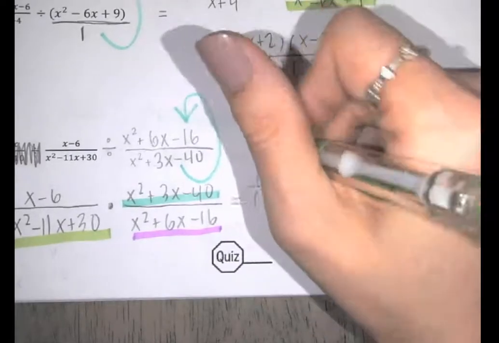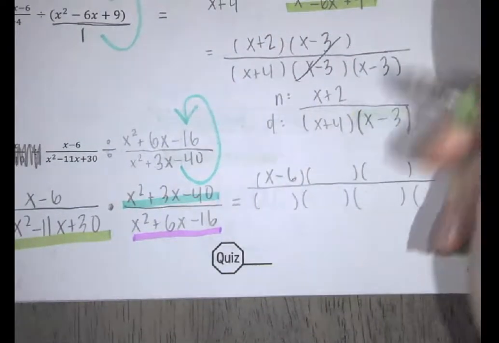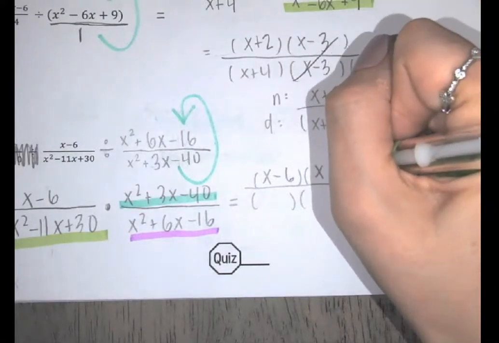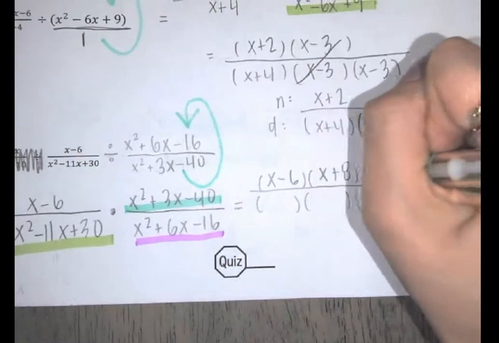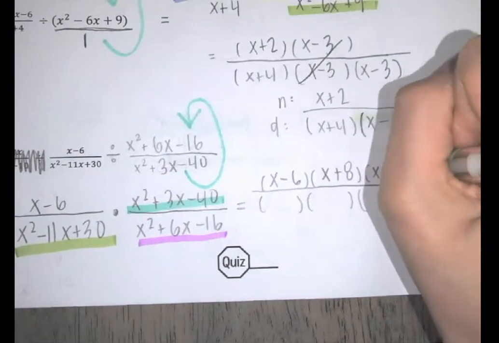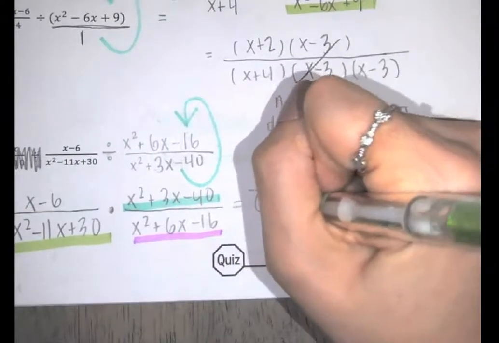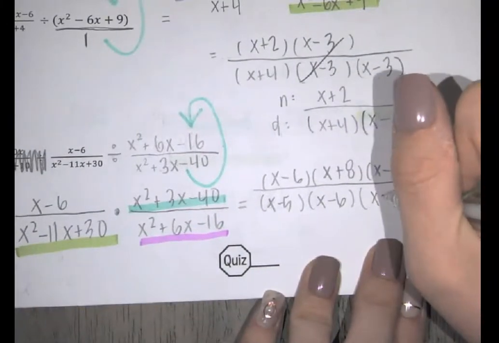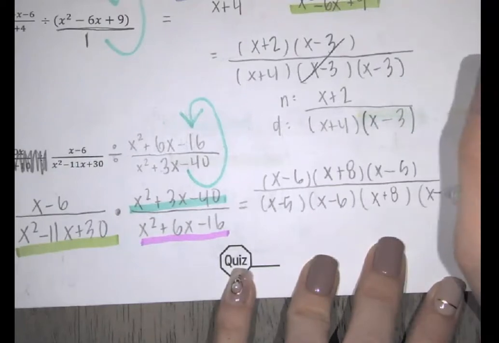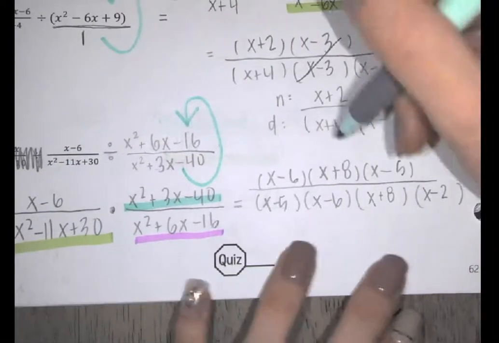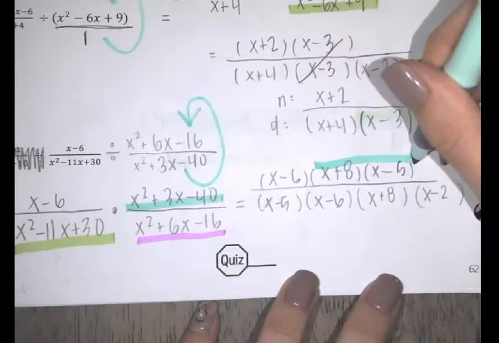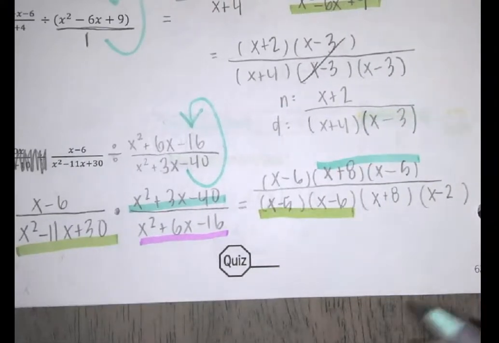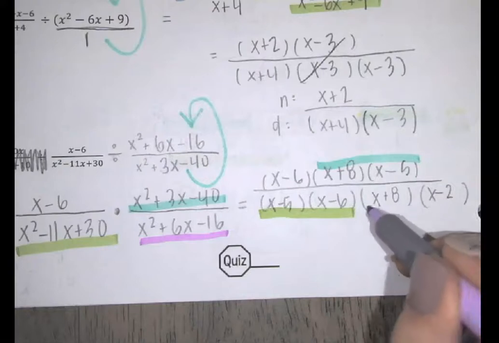Okay, what I am getting is x minus 6, x plus 8, x minus 5, x minus 5, x minus 6, x plus 8, and then x minus 2. I believe that is the correct factorization for these things. So now we simplify.